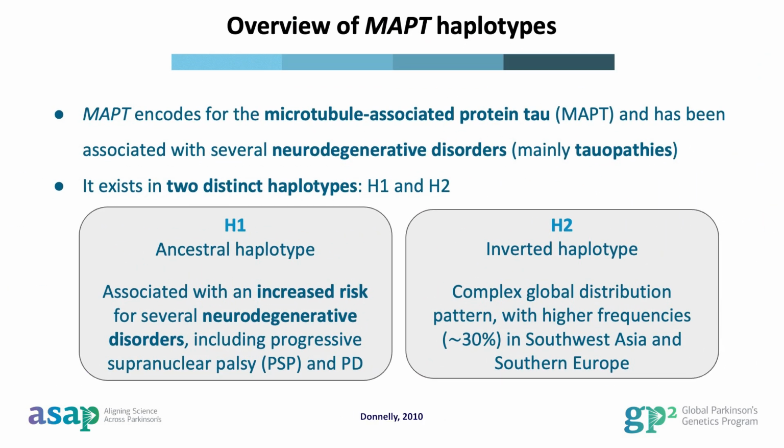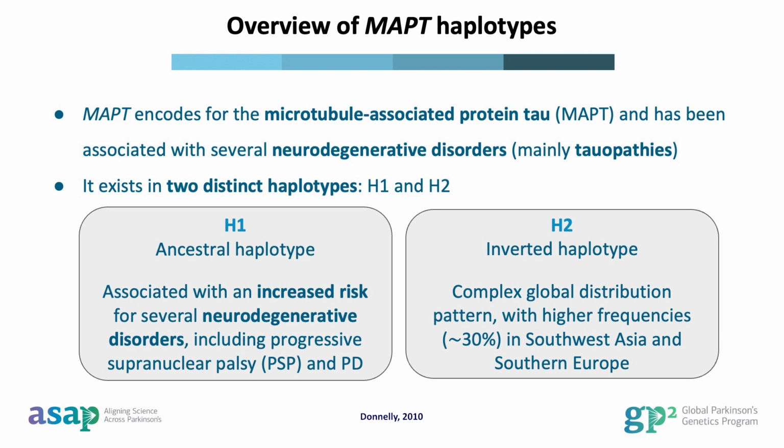The MAPT gene encodes the microtubule-associated protein tau and has been associated with neurodegenerative diseases, particularly tauopathies. It consists of 2 haplotypes, H1 and H2. The H1 haplotype, known as ancestral, is the most common and has been predominantly associated with increased risk for various neurodegenerative disorders, including progressive supranuclear palsy, or PSP for short, and Parkinson's disease.